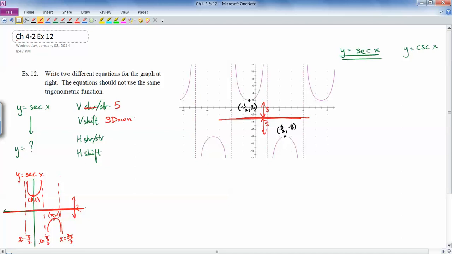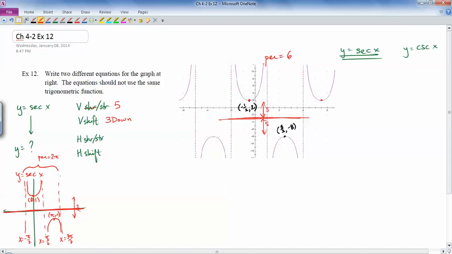Horizontal stretches and shrinks are related to period. Right here, the original period is 2 pi. So from here to here, that's a period of 2 pi. And remember, it's based off of cosine anyway, and cosine has a period of 2 pi. If we look at the new one, from this dot to this dot over here, that's 5.5. So -0.5 to 5.5 is a distance of 6. So my period in this one is 6.